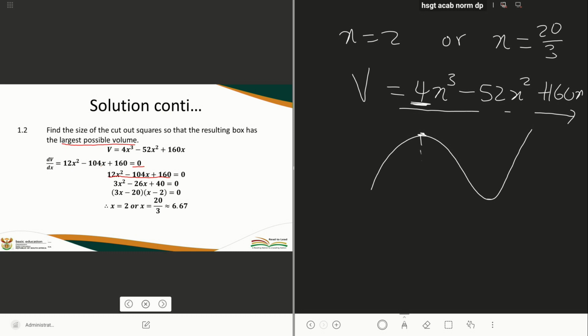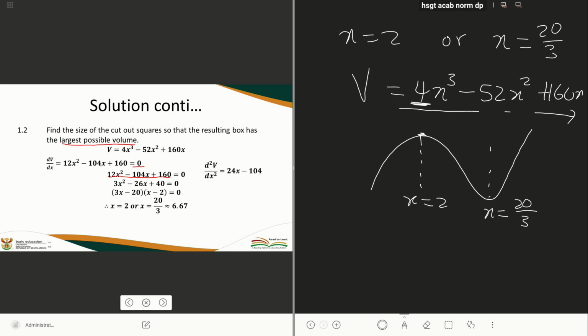So we expect to have x equals 2 at one turning point, and x equals 20 over 3 at the other. You can clearly see that you're going to have the maximum volume at x equals 2. But that is not the only way in which you can tell which one will give you a maximum or a minimum. Earlier on, I said to you that you can always use the second derivative to tell whether you have a maximum or minimum at that particular point.